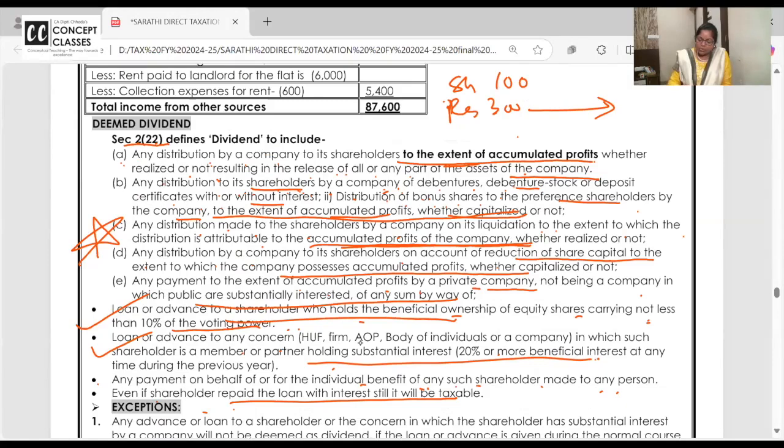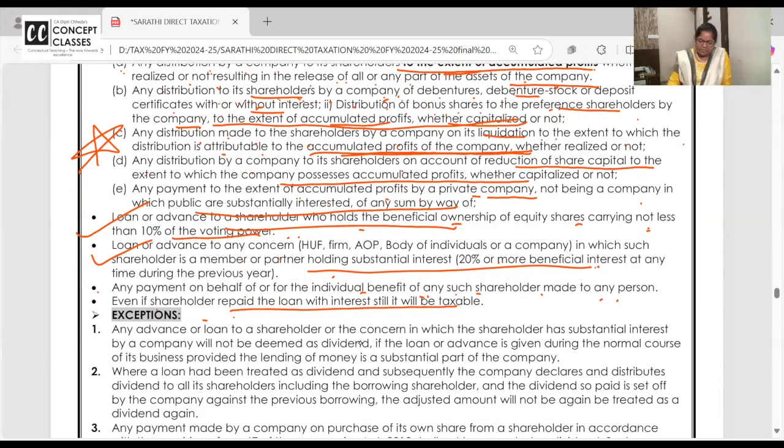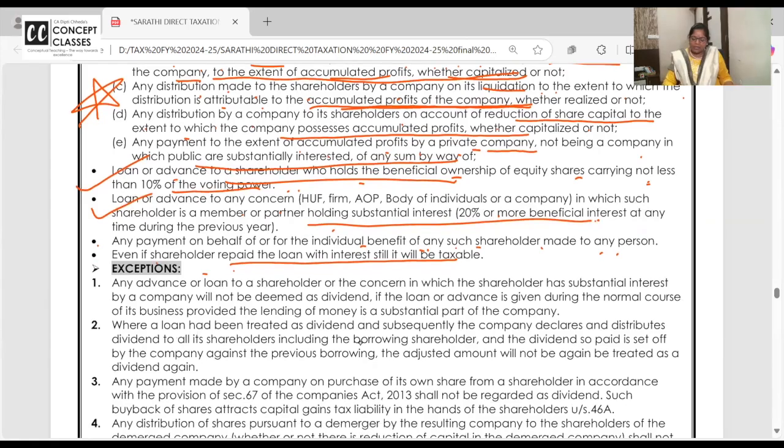Out of accumulated profit, if they give directly to shareholders, or in case of liquidation, or on account of reduction, or private company, and so on. Loan or advance to shareholder who holds beneficial ownership carrying not less than 10%. Loan or advance given to any concern, HUF, firm, AOP, in which shareholder is a member or partner, or has the beneficial interest. Any payment on behalf of or for individual benefit of any shareholder made to any person. Even if the shareholder repaid the loan with interest, still it will be taxable as deemed dividend.